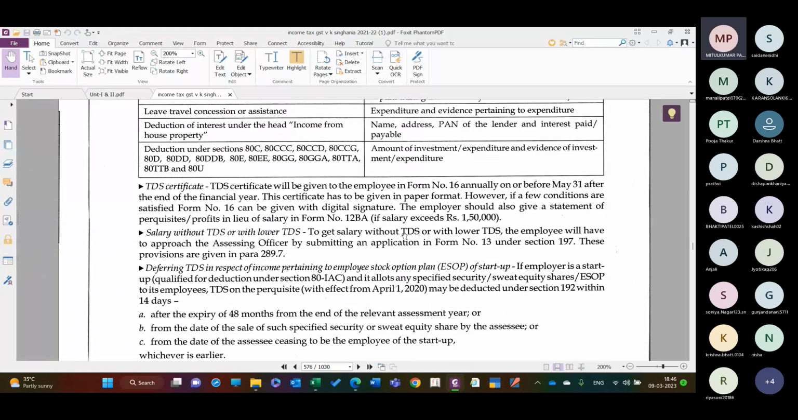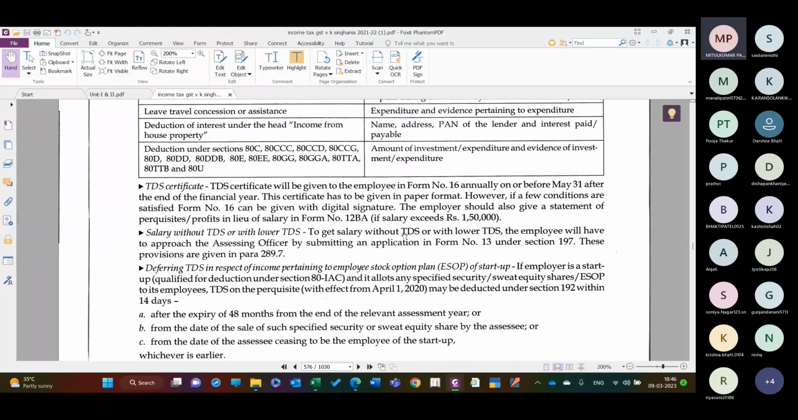अभी ये 31st of May नहीं है, लेकिन 15th of June है, क्योंकि TDS भरने की लास्ट डेट 31st of May है और 31st May को TDS रिटर्न भर जाएगा, उसके बाद 15 दिन मिल जाते हैं. This certificate has to be given in the paper format. However, if few conditions are satisfied, form number 16 can be given under a digital signature.